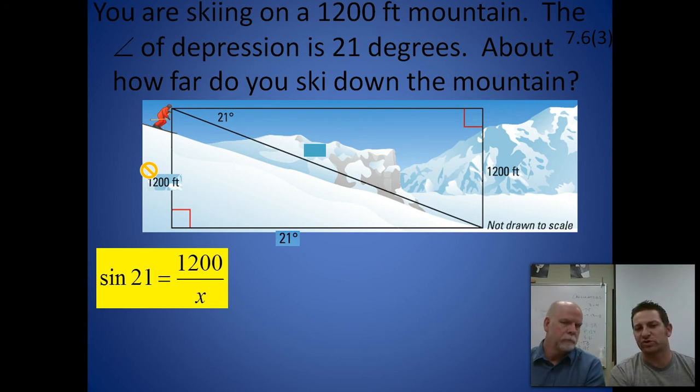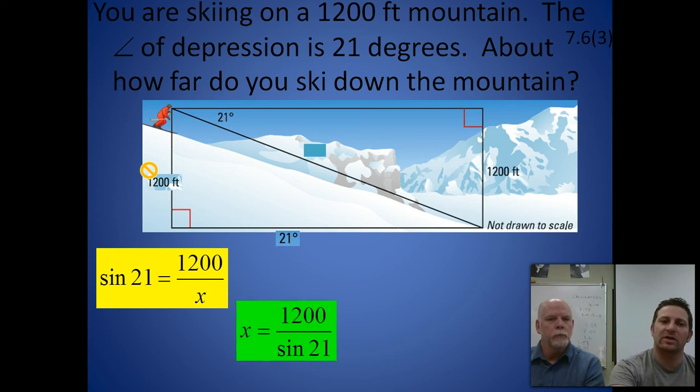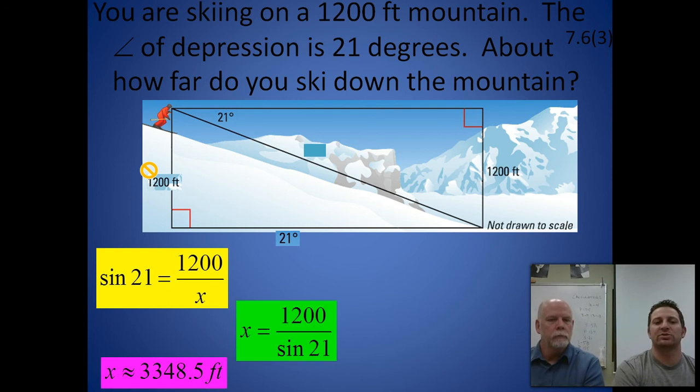And so this is that one, like Mr. Scritchfield says, when the x is on the bottom down there, we're going to switch the sine 21 and the x, and then we're going to get x equals 1,200 over sine 21. Plug that into your calculator. Be careful here. Remember, this is 1,200 divided by the sine of 21, and we get approximately 3,348 and a half feet, and that will go up there in that box. Oh, they took that out again, but anyway, that's how far down you have to go.